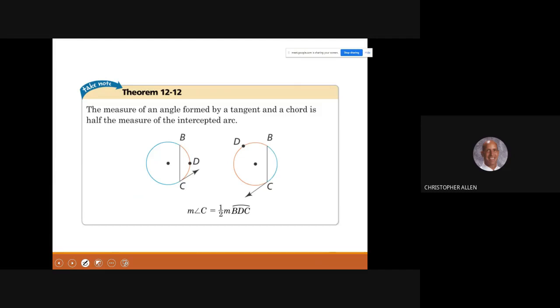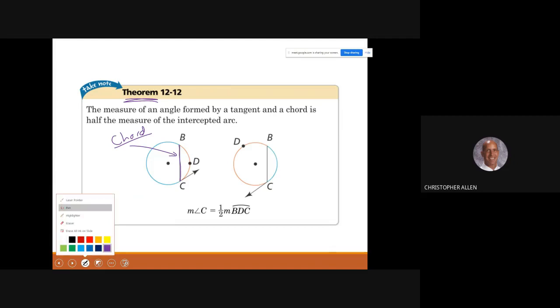Okay, last theorem. This is the last theorem for today. So we basically had the inscribed angle theorem, and now we've got this theorem. Okay, theorem 12.12. Here's what it says. This right here, let me make sure I write this down. This is what we call a chord. Agreed? That is a chord.